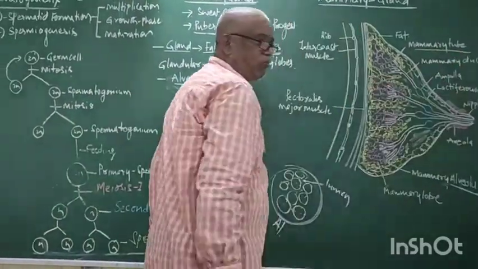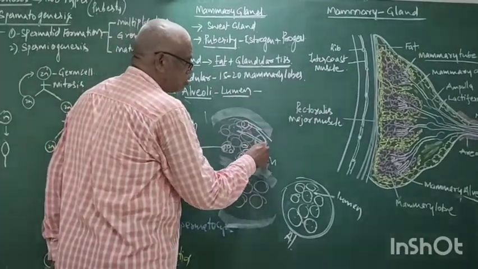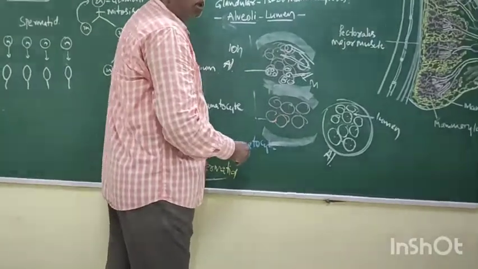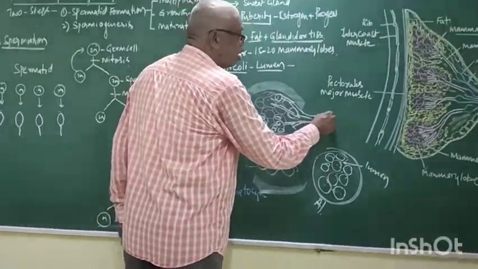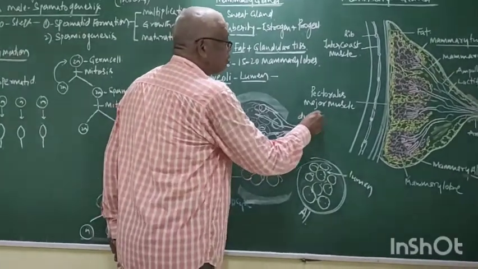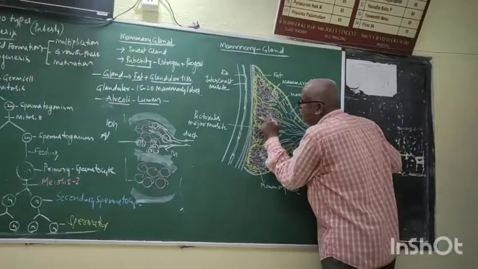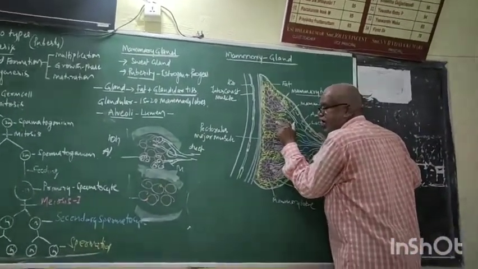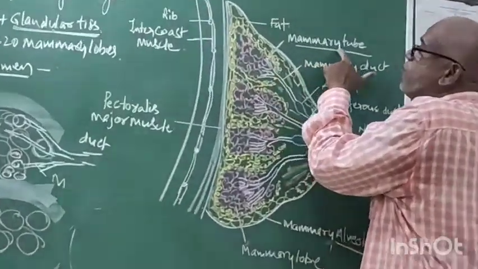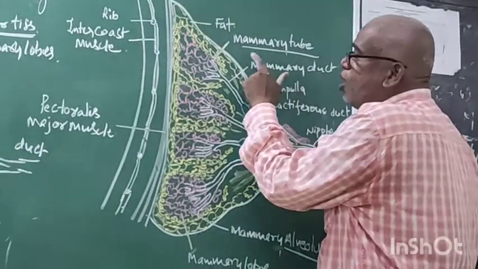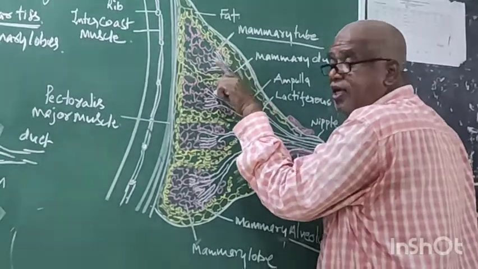Mammary tube. Like all mammary tubes from one lobe together form the mammary duct. Right? It is alveoli. Right. These are the small tubes, the mammary tubules. All mammary tubules in one lobe together form the mammary duct.